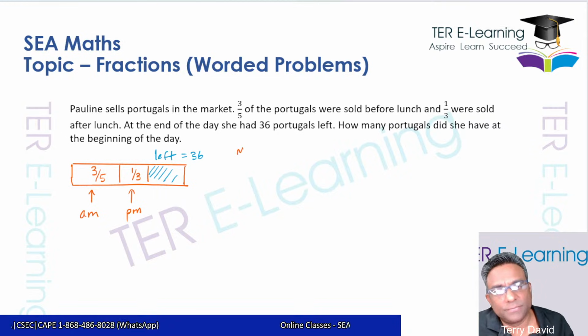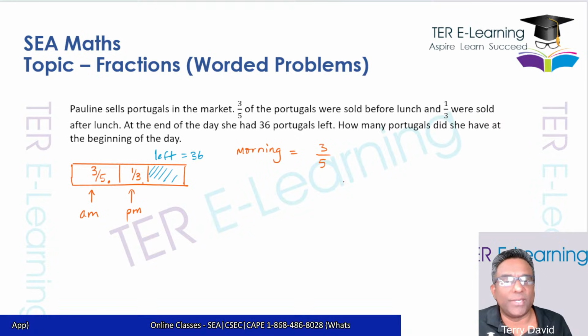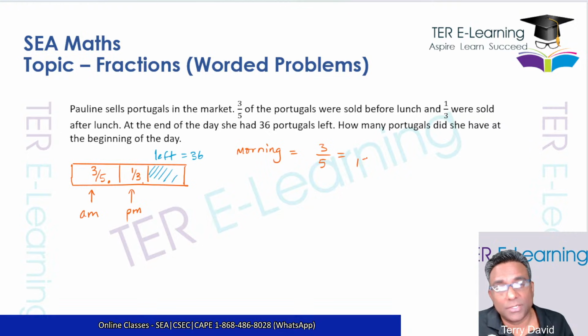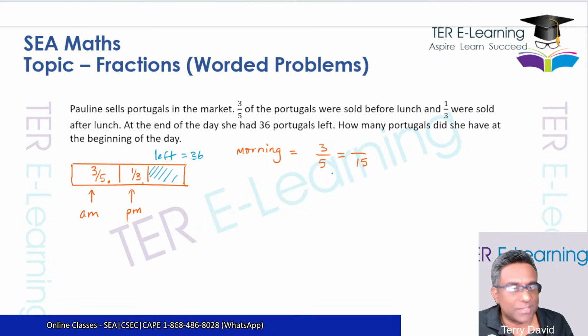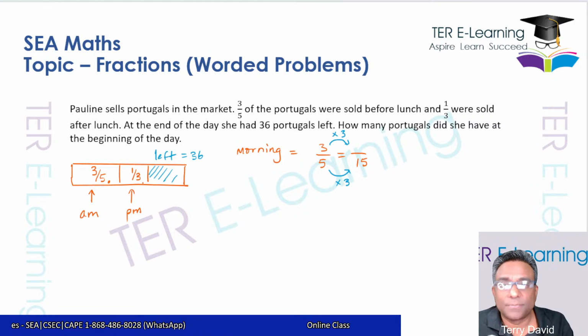So in the morning she sold 3/5. Now I need to add up the 3/5 plus the 1/3. The LCM of 5 and 3 is going to be 15. So let's write these as equivalent fractions over 15. To write 3/5 as an equivalent fraction, we multiply by 3, and whatever we do at the bottom, we do the same at the top. So 3 times 3 gives us 9. So in the morning, she sold 9 over 15.